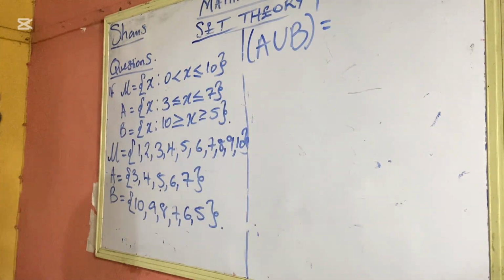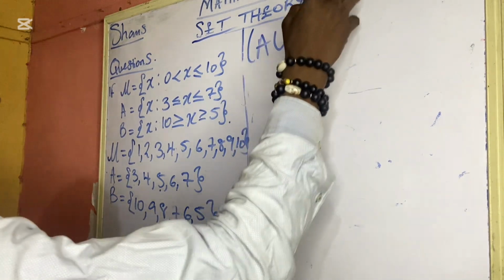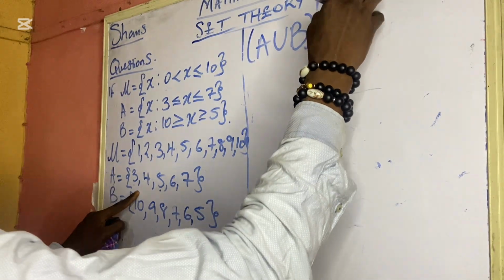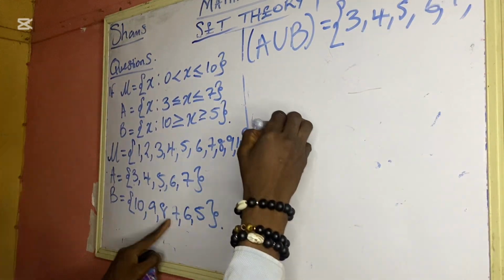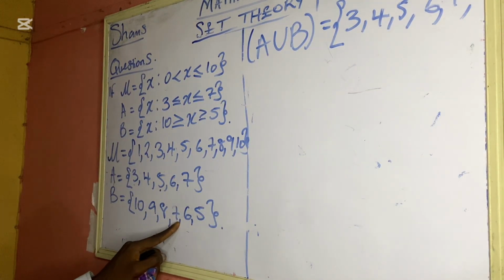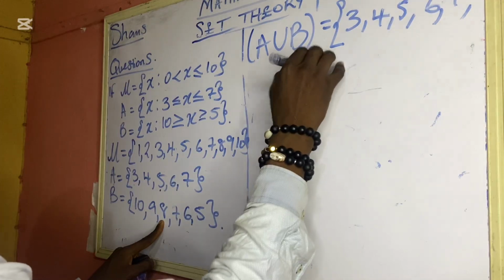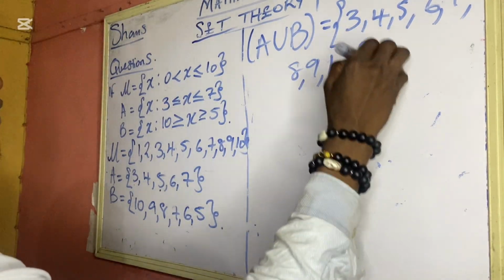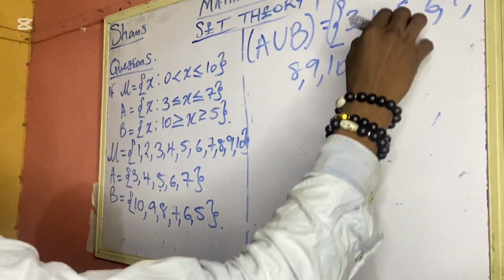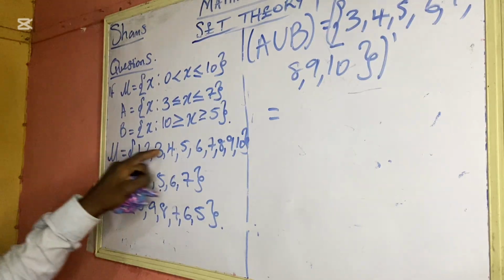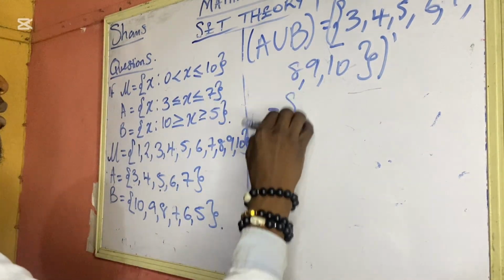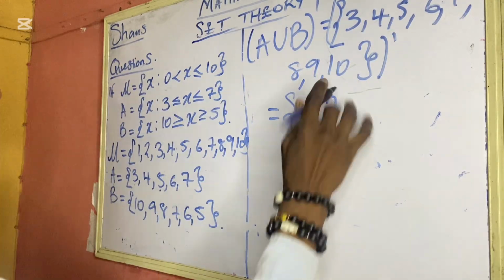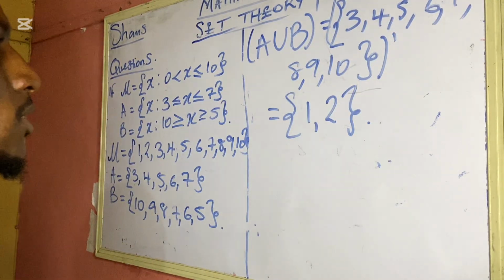The first thing you do is what? Join A and B. If you join A and B, what do we have? We have 3, 4, 5, 6, 7. Oh, we have written 5, 6, 7 before, so I'll start with 8, 9, 10. Now the complement would be what? The elements I can find in the universal set but not in this particular set. And that's 1, 2. Thank you. Now you get it.